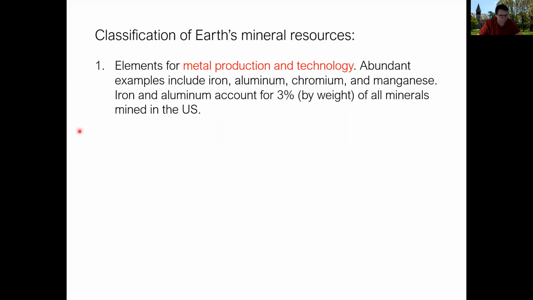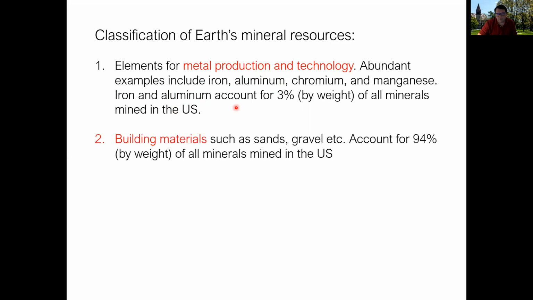Elements for metal, which are required for metal production technology, are some of the most common types of earth mineral resources. Abundant examples include iron, aluminum, chromium, and manganese. For example, iron and aluminum alone account for about 3% by weight of all the materials mined in the U.S. in a given year.